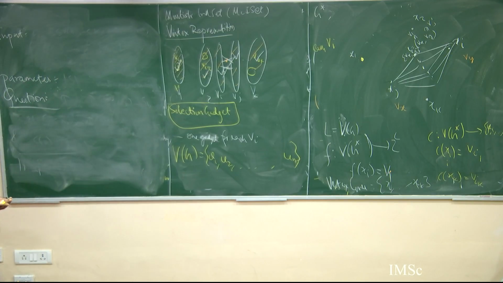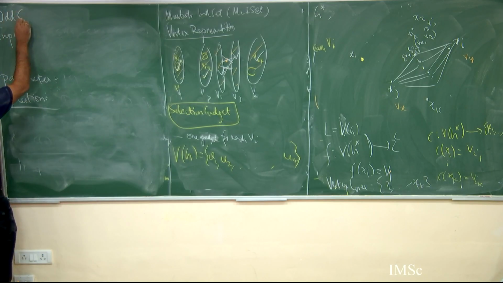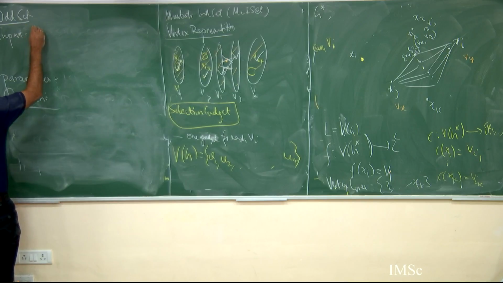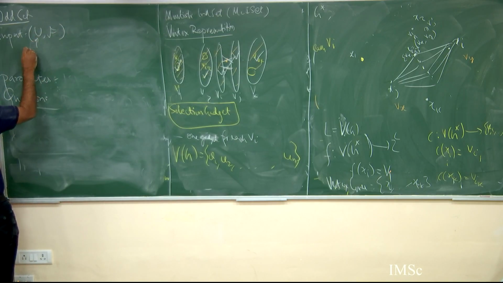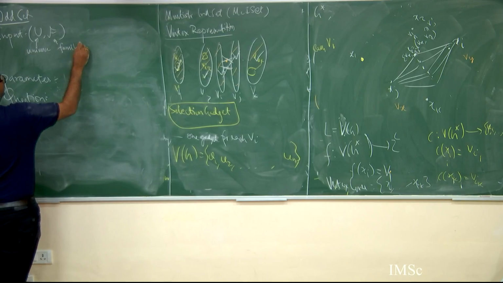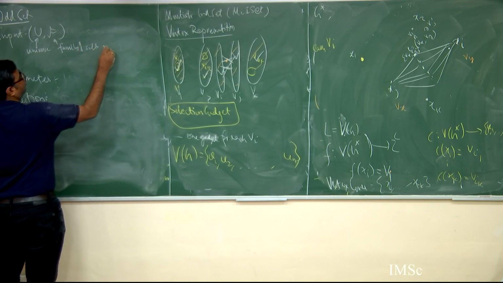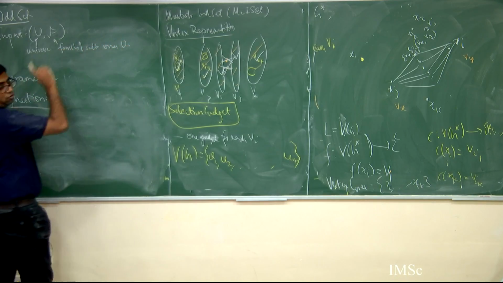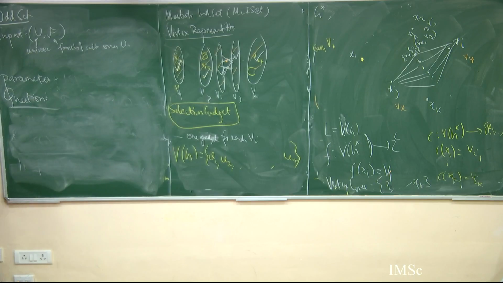Okay. So this problem is called odd set. The input is a universe and a family. So this is the universe. This is a family of sets over the universe U, and there is no restriction on cardinality. F could be anything.